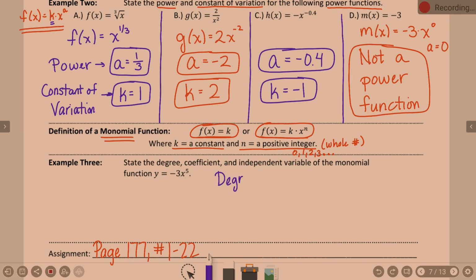Do you remember the vocab degree? What's my degree here? 5, because your degree is the power, yes? If it's a polynomial, you're looking for the term with the highest power. But in this case, your degree is 5. Or in other words, where does it come from? It's your n value, right?